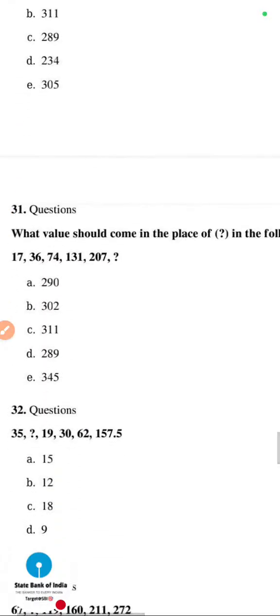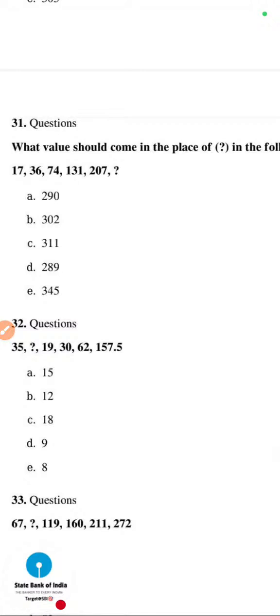Now we are going to see missing number series. First question, here we see the numbers don't have much bigger values, so we'll go with the differences. 17 plus 19 will be 36. In between 17 and 36, the difference between those two is 19, and the difference between 74 and 36 is 38.